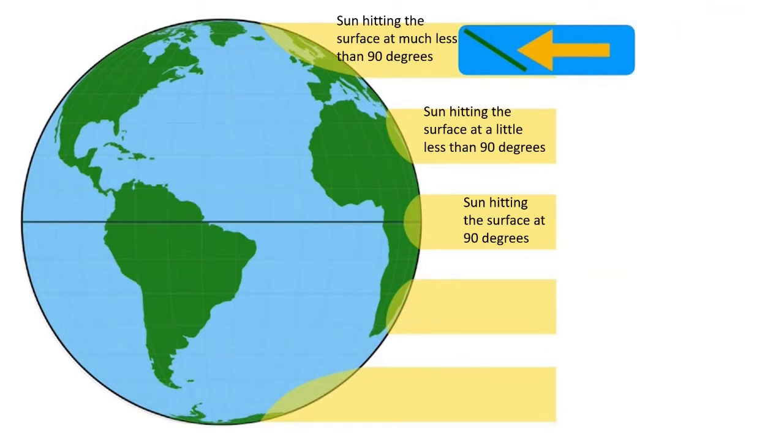Because the earth is curved, sunlight that hits the earth here in the middle hits at 90 degrees. And as you go away from the equator, you'll notice the sun gets a little bit more spread out because the sunlight is not hitting the planet straight on. It's hitting it at some angle that is less than 90 degrees, and that greatly impacts the temperatures. And we're going to look at why.